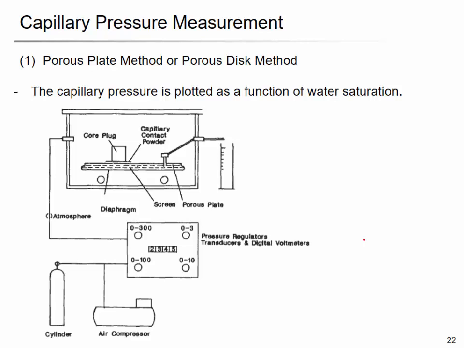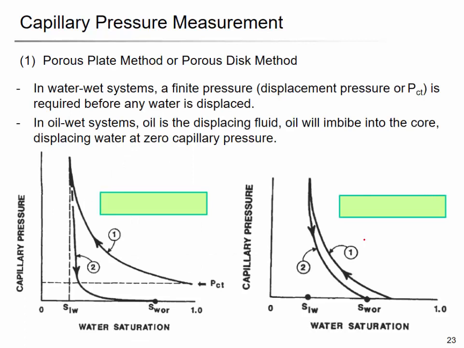So then what do we get? We get the pressure versus the water saturation curve. In the water wet system, let's say that you have a rock core or soil which is fully saturated with water, and when you want to displace the water out, you have to blow it out. For example, you're injecting air. The air should have some pressure to be able to displace the water. Then a finite pressure is required before any water is displaced. This is called the displacement pressure.